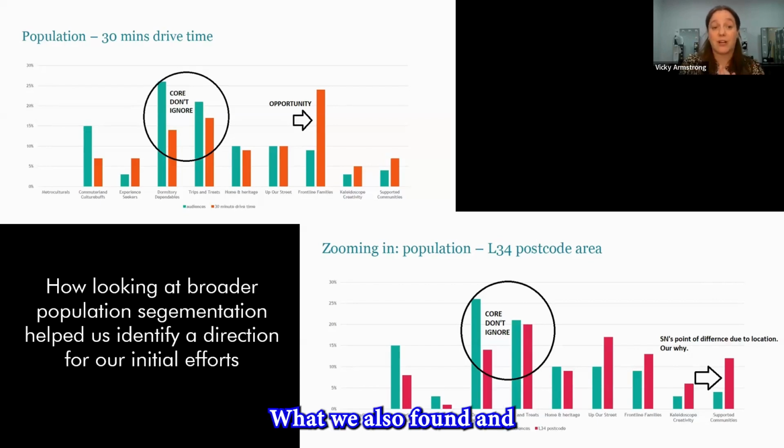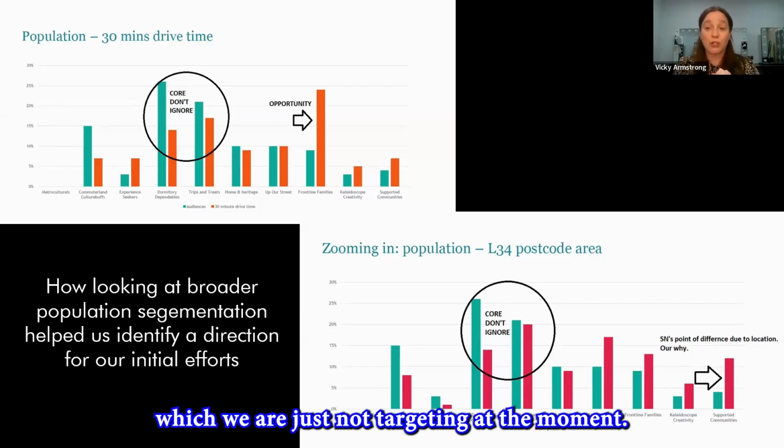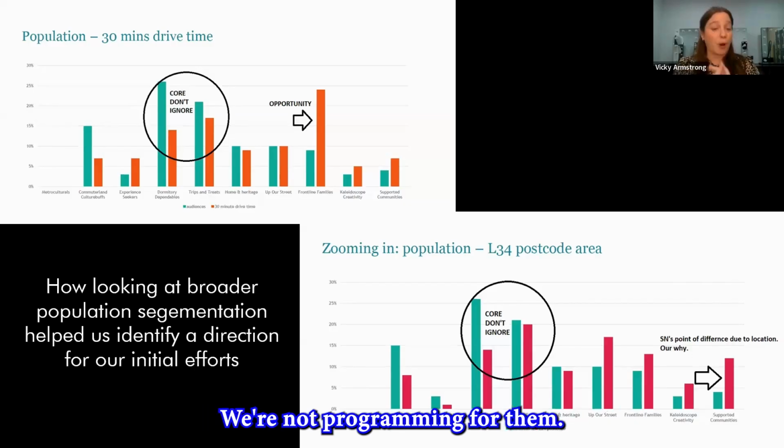What we also found, and that for us is Dormitory Dependables, Trips and Treats. We focus more on the Dormitory Dependables. The opportunity is all of those frontline families within a 30-minute drive time, which we are just not targeting at the moment. We're not programming for them. We're not reaching out to them in any specific ways within our campaigns. And there are a lot of them. And that is a huge opportunity for us. So that's where we're going to develop our audiences that can also possibly generate revenue, but just get them in. That's who we're here for, those frontline families.